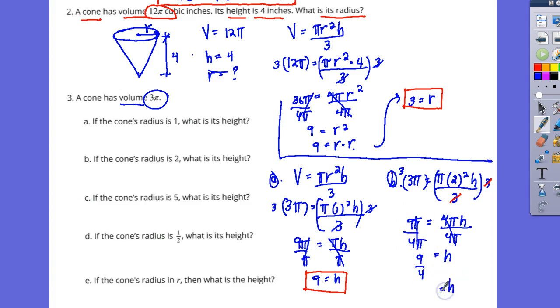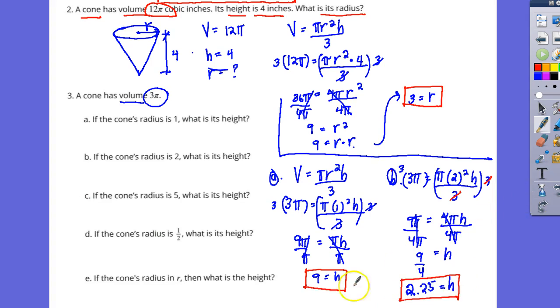Or approximately, if you change that to decimal, 9 divided by 4, that is 2.25. So the height when the radius is 2 is 2.25. All right. Let's see here.